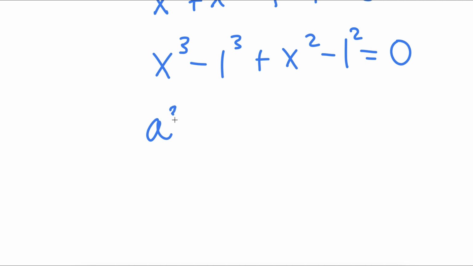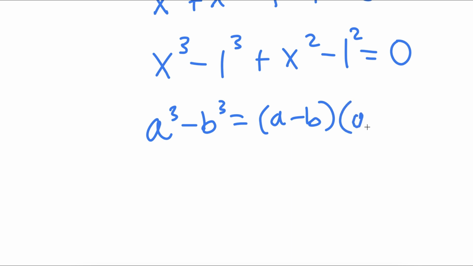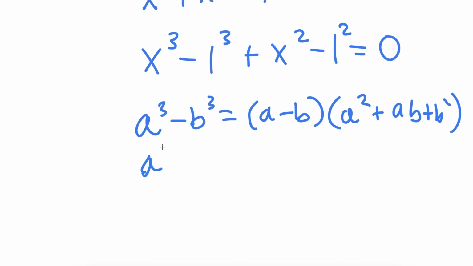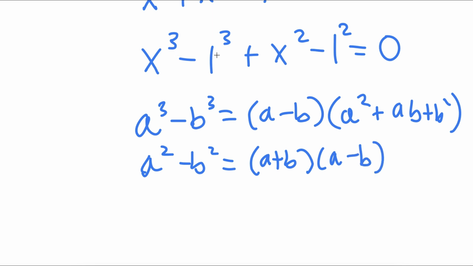And now if I have something in the form a to the power of 3 minus b to the power of 3, this is equal to a minus b times a squared plus ab plus b squared. And a squared minus b squared, this is equal to a plus b times a minus b.